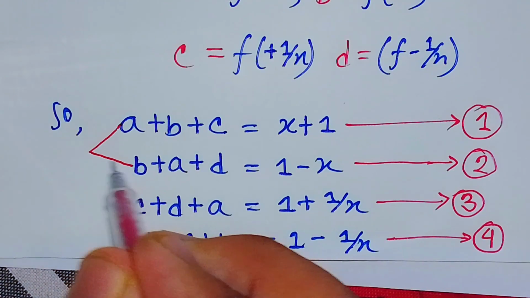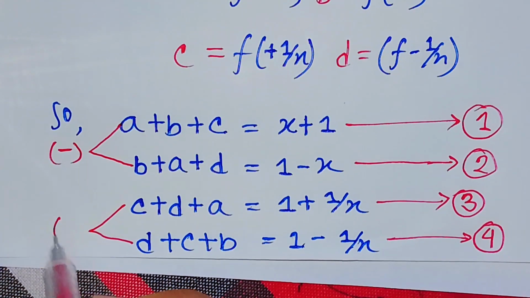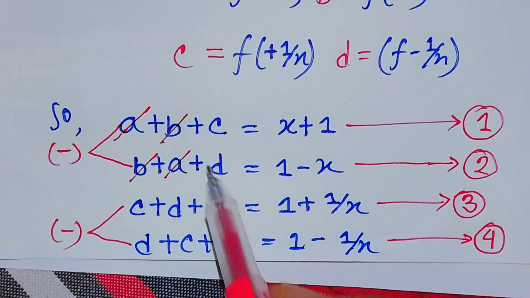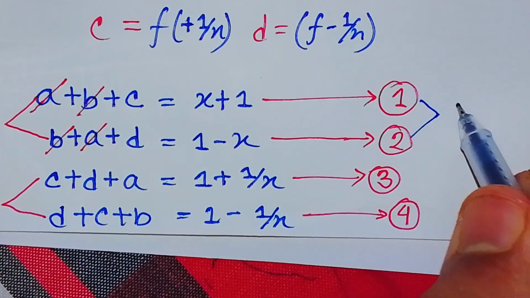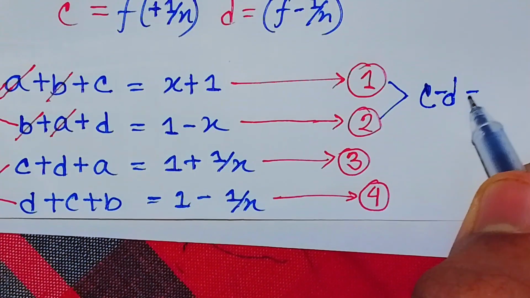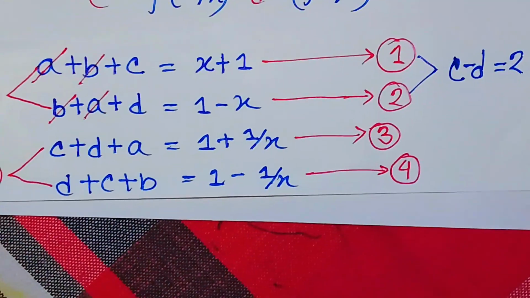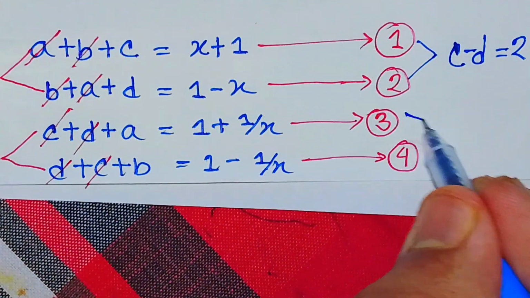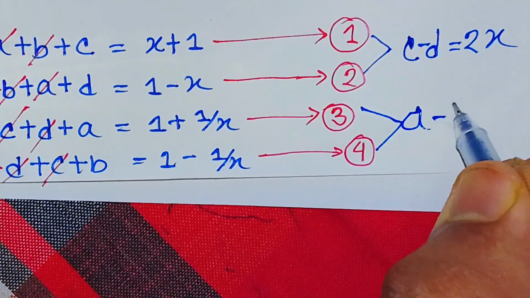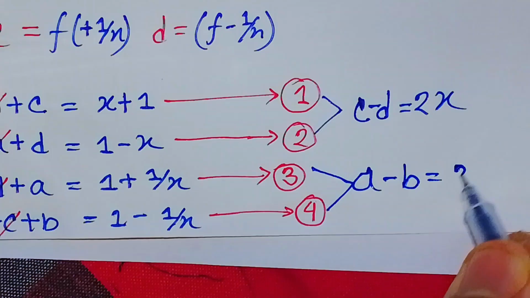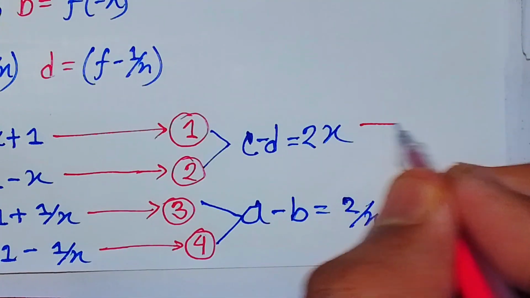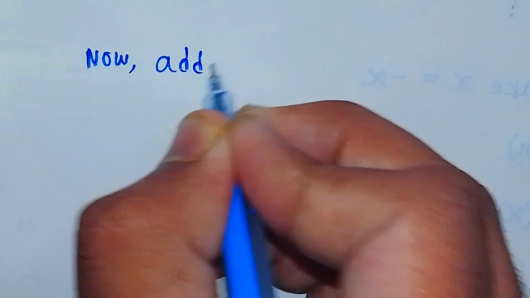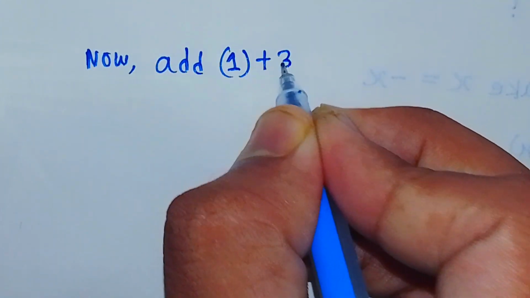So here we'll subtract equations 1 and 2, and also subtract equations 3 and 4. After subtracting, the a and a will be cancelled out, and b will be cancelled out. Then from equations 1 and 2 we get c - d = 2x, because the 1 and 1 cancel out, and also c and d cancel out. Then from equations 3 and 4 we get a - b = 2/x. Now we can take c - d = 2x as equation number 5 and a - b = 2/x as equation number 6.